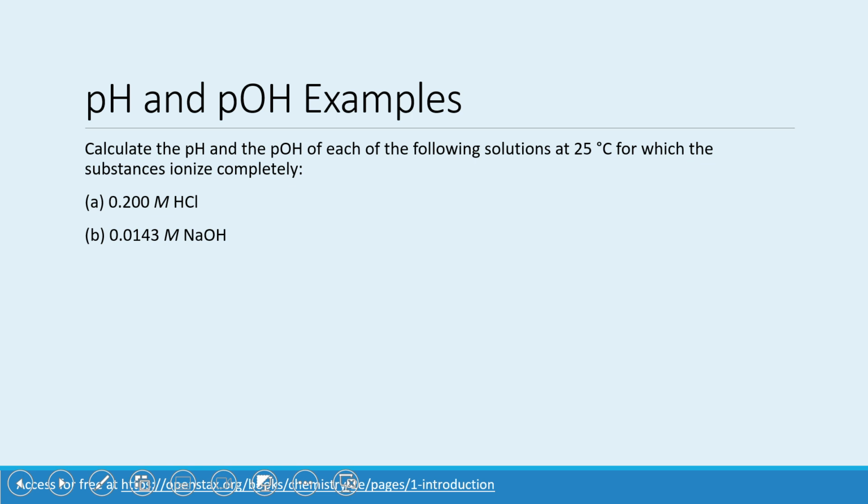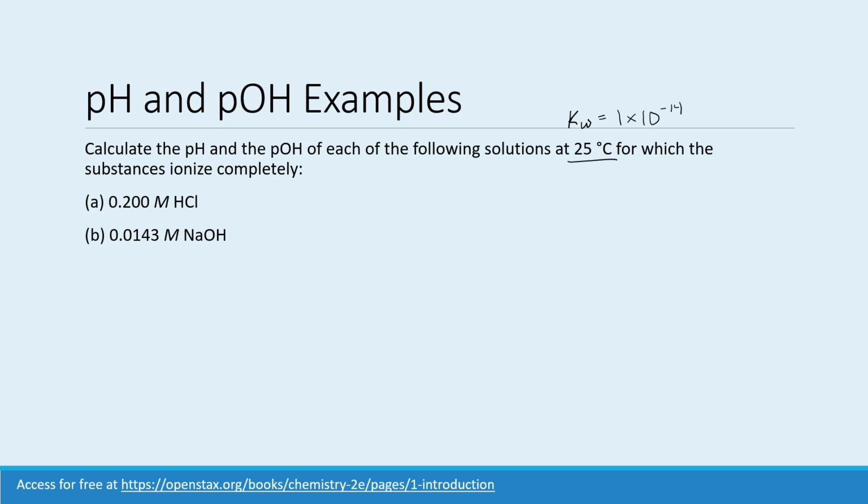So we're going to do a little bit of practice with pH and pOH. The first set of examples, they're asking us to calculate pH and pOH of each of the following. And of course, it's at 25 degrees Celsius. And all that does is tell us that the Kw value is equal to 1 times 10 to the negative 14th.